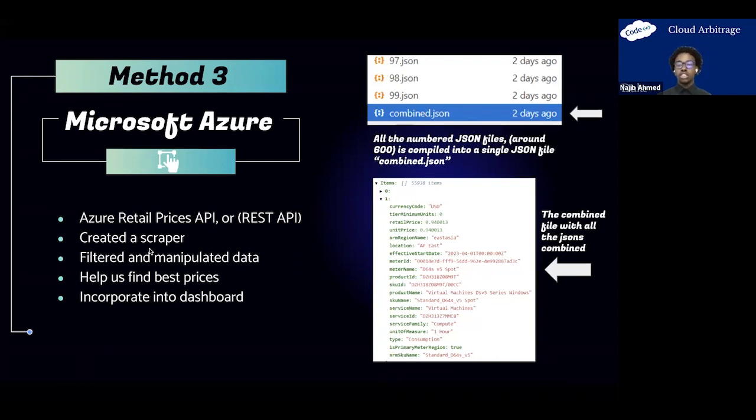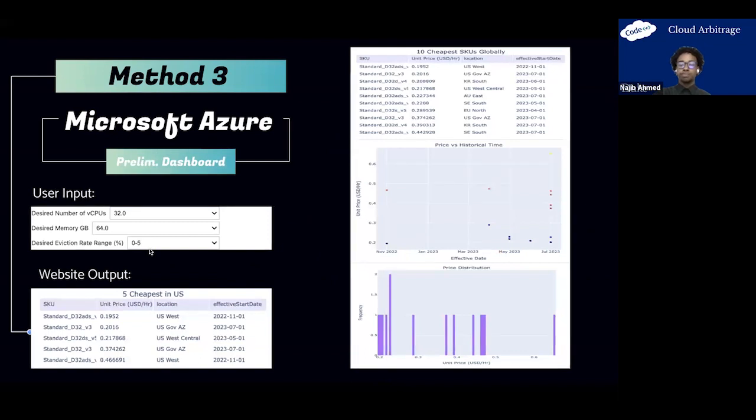From that scraped data, we filtered and manipulated it and merged it with the spot eviction data we collected using jQuery on Microsoft Azure to create an interactive visualization where we can better see the changes in prices. We incorporated those visualizations into the dashboard where Duke researchers can find specifically what they are looking for. And I will now pass it on to Angela to speak more about our dashboard.